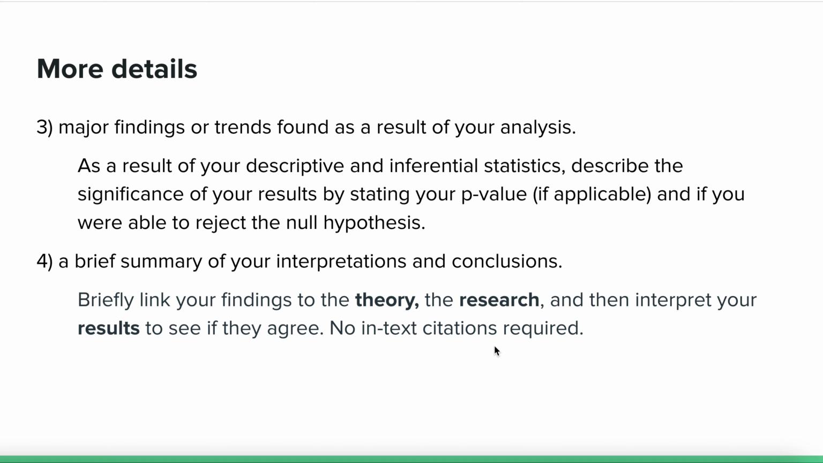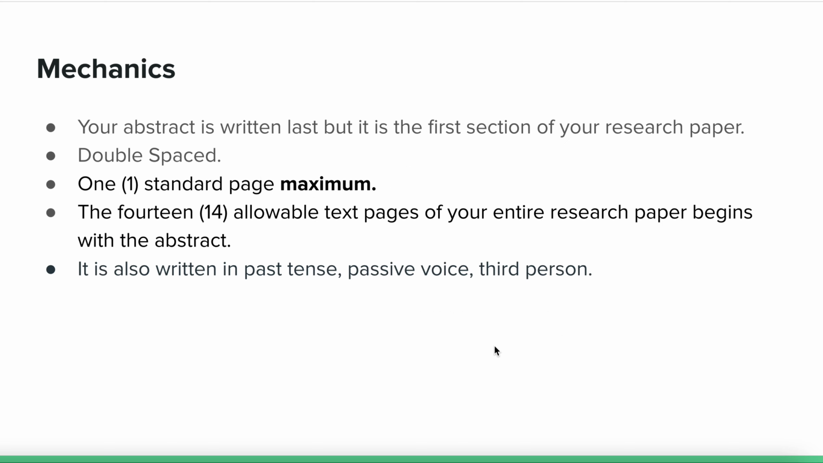You're going to briefly link your findings to the research and the theory. So you're going to say, these were my results and they did or did not agree with research or theory. And no in-text citations are required for this. Mechanics are important. Your abstract is written last, but it is the first section of your research paper.